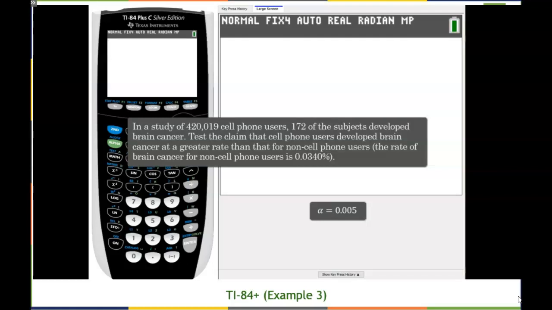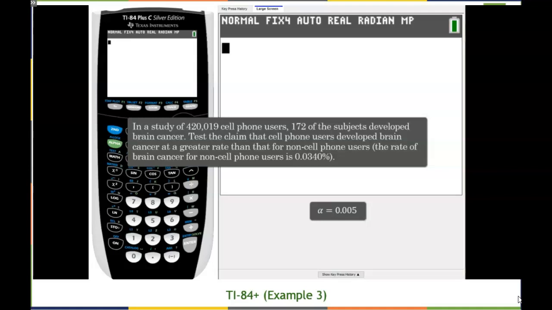Now, the cool part about listing those 3, nowhere in the problem description did we talk about averages or the mean. So 2 out of 3 tests are ruled out because we're not dealing with means. We're dealing with this many cell phone users developed cancer out of this many, and therefore it's proportion. So we're going to be doing a proportion z-test. Now that we know what type of test we're going to use, let's set up H0 and HA.